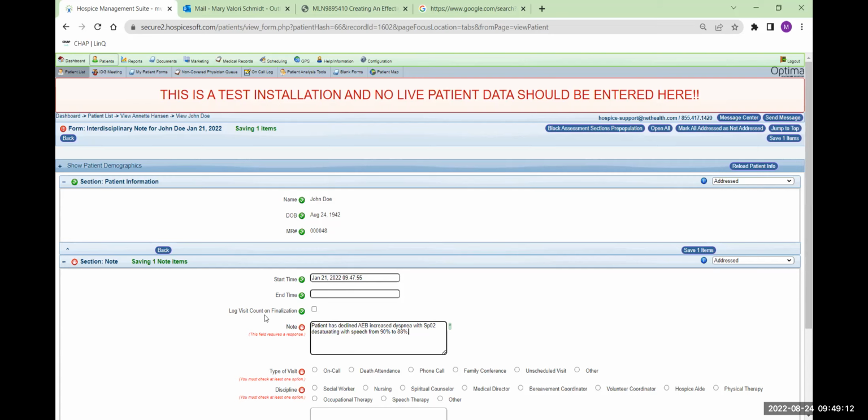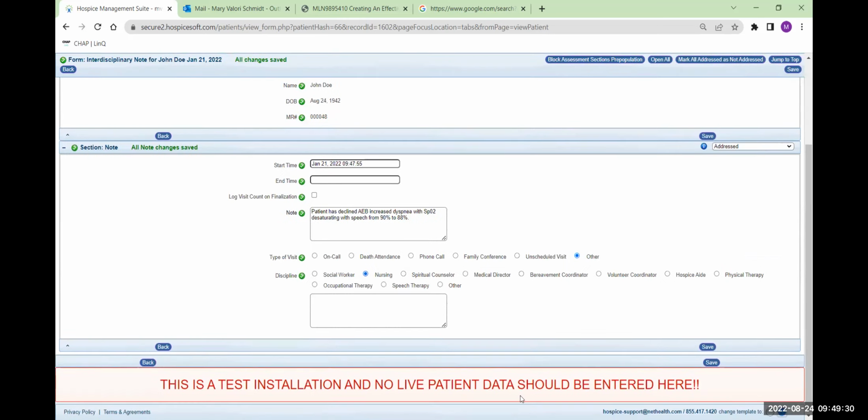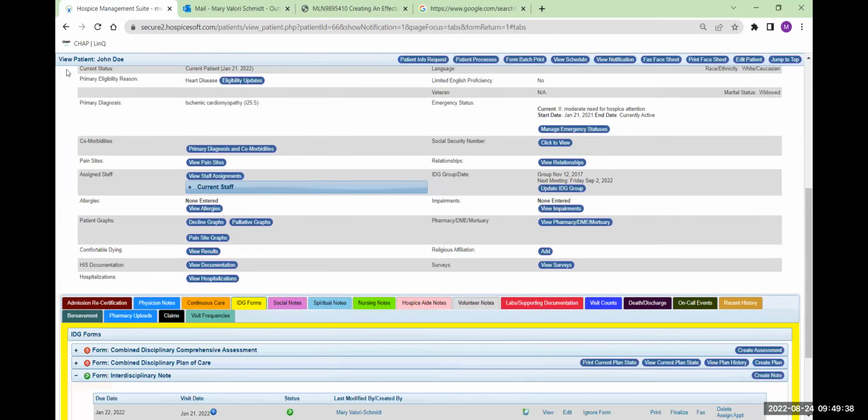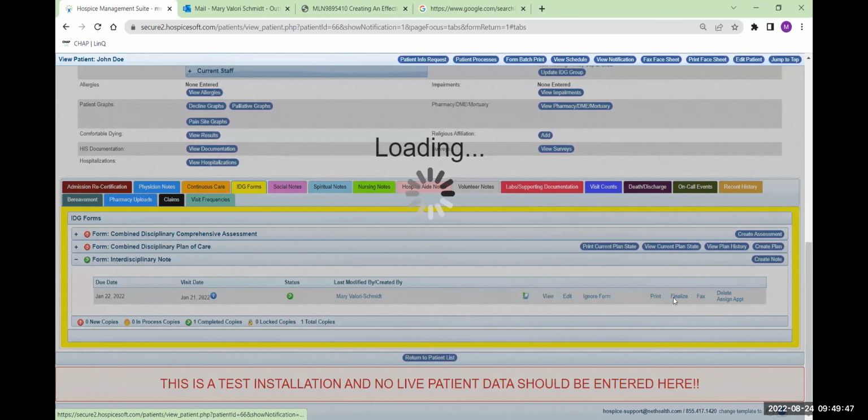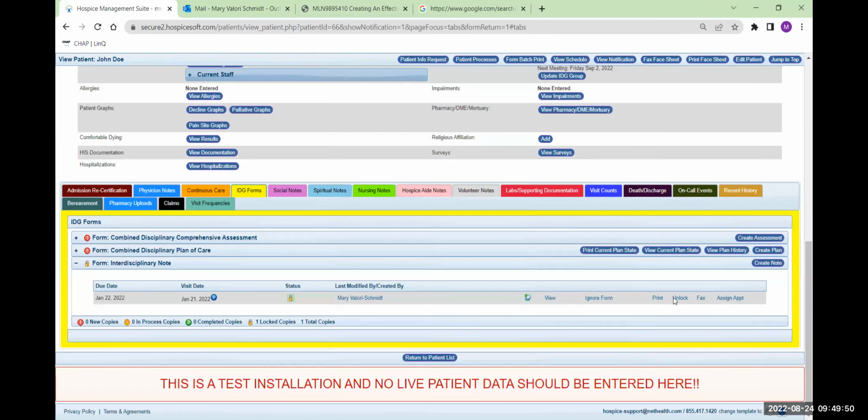We should never click log visit count on finalization, because that means that this was an actual visit that was done. So it's a team note. All we have to do is click other. And then who wrote the note? Well, I'm nursing. So that's me, right? So I'm going to click that, and then I'm going to click save so that it saves it. And then I'm going to click back. When I go back and look at it, now it's got a little green check mark. That means it's ready to be finalized. So I just go over here, I click finalize, and there you go. Now it's locked. So that's the interdisciplinary note.